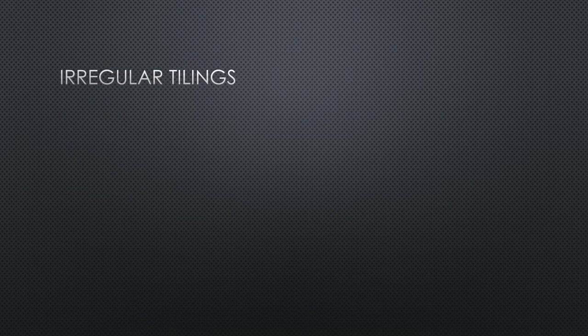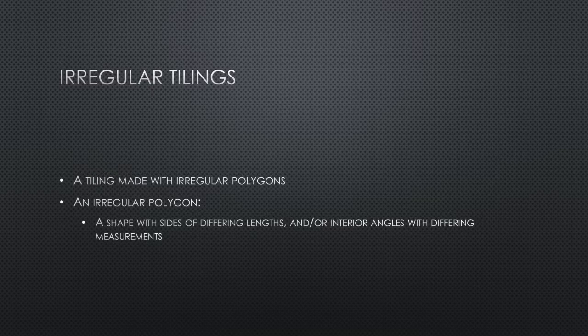With this knowledge under our belt, we can now learn about irregular tilings. What is the difference between regular tilings and irregular tilings? It's quite self-explanatory. Where regular tilings are tilings made up of regular polygons, an irregular tiling is made up of irregular polygons, or polygons with some sides that may be longer than the others, or interior angles that are larger or smaller than the others.